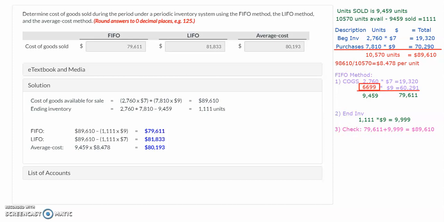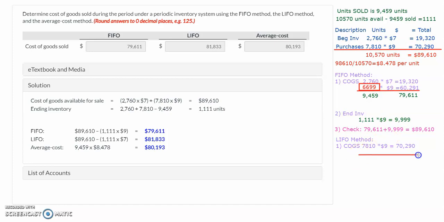Okay, so once you've done the FIFO method, then the LIFO method ends up being a lot easier. Okay, so the first thing we're going to determine is your cost of goods sold. So with the LIFO method, this purchase that I just made, which is going to be 7,810 units, I'm going to multiply that by my $9, and I'm going to get 7,290.